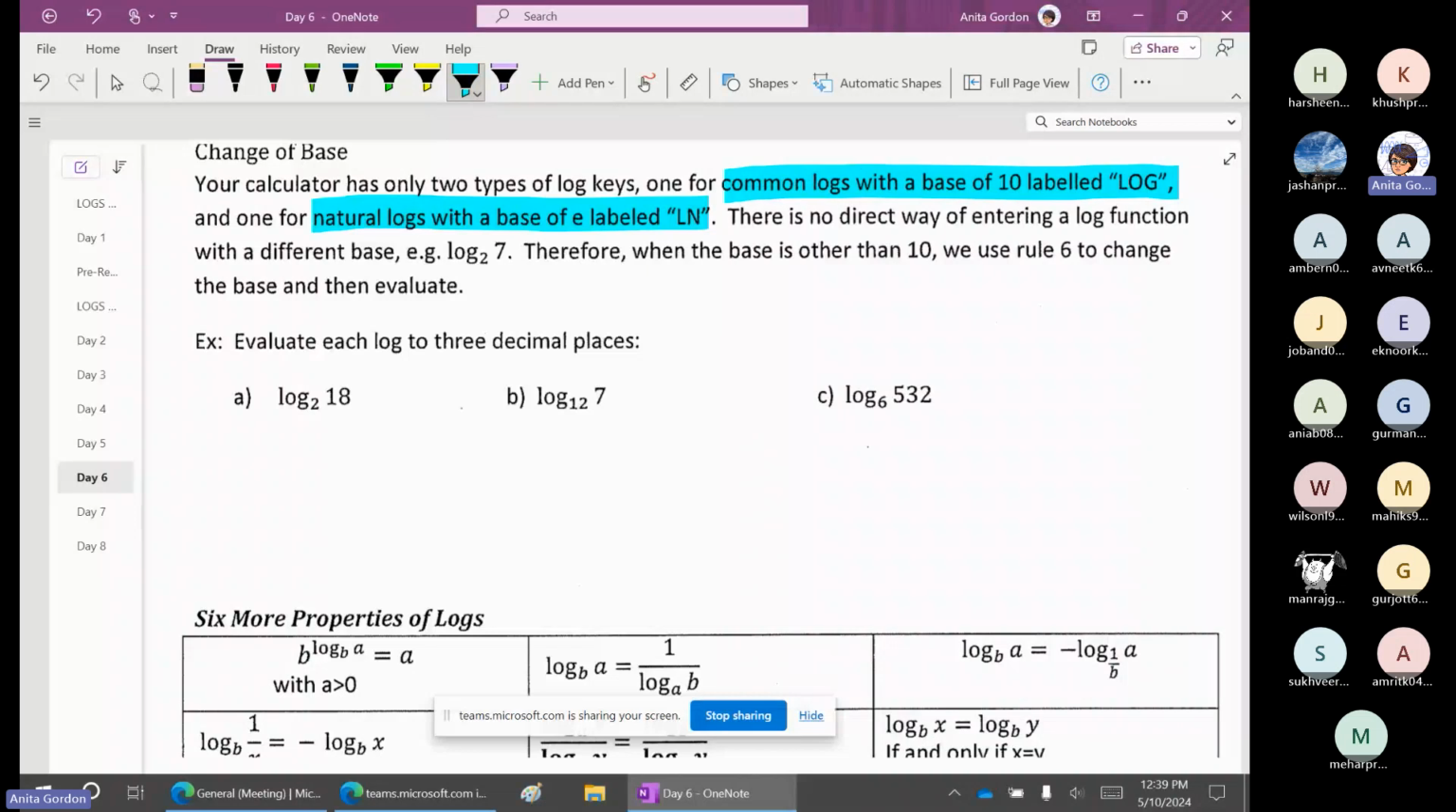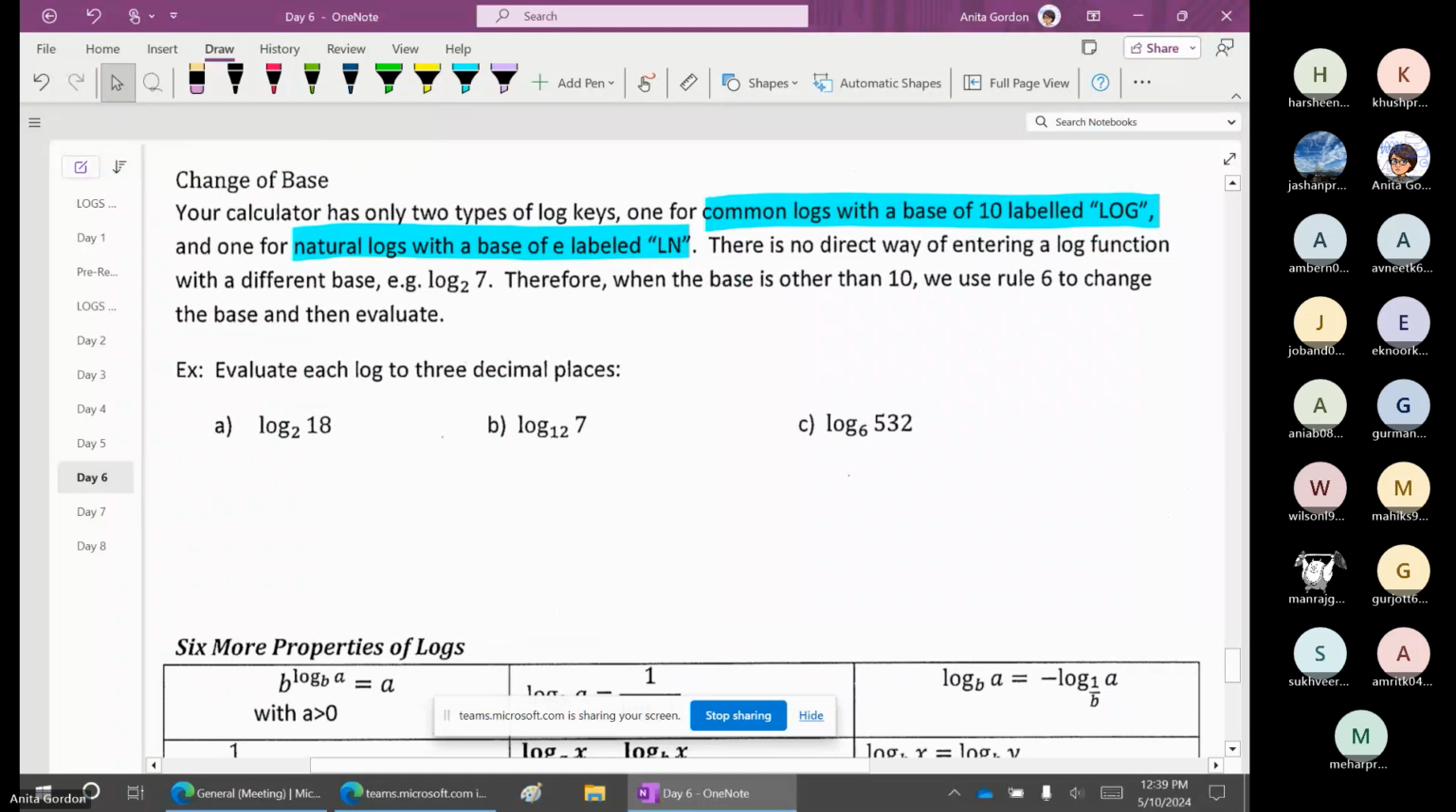On your calculators, it can only do two kinds of logs. A log base 10, which we've already discussed. And as we go on, I don't think we're going to do lns in this unit, but if you do calculus next year, we'll talk lots about lns. Oh yeah, we are doing lns later on.